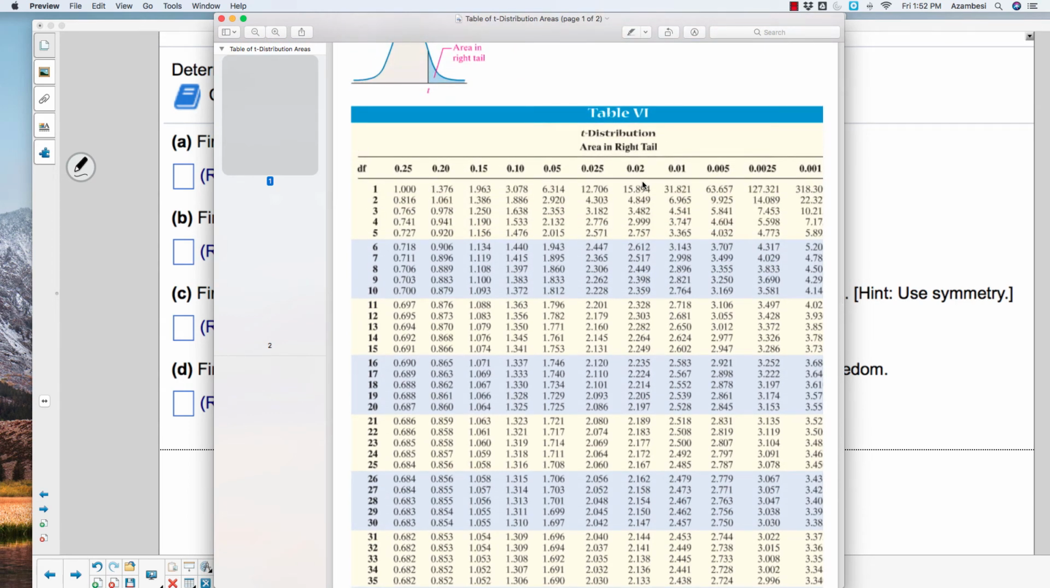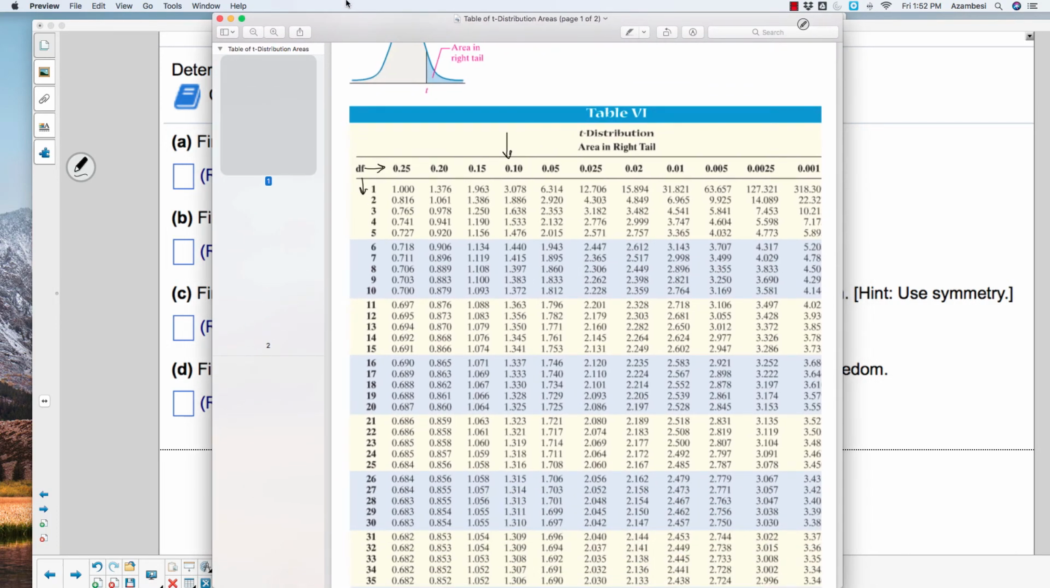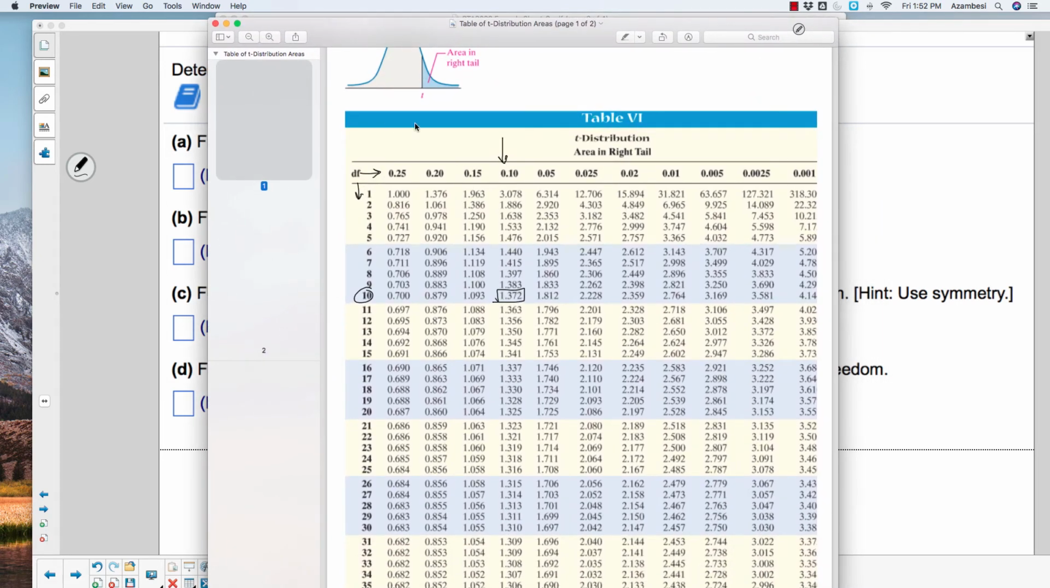this here is the area in the right tail. So if it says it has 0.1 in the right tail, that's how you pick your column. So this here has 0.1 in the right tail. Degrees of freedom are in this first column on the left. So if I'm looking for an area of 0.1 and 10 degrees of freedom, then where those two intersect is the value of t. Now the reason that we use this t-table is for means typically, and it will be used for our confidence intervals as well as hypothesis testing a little later on.